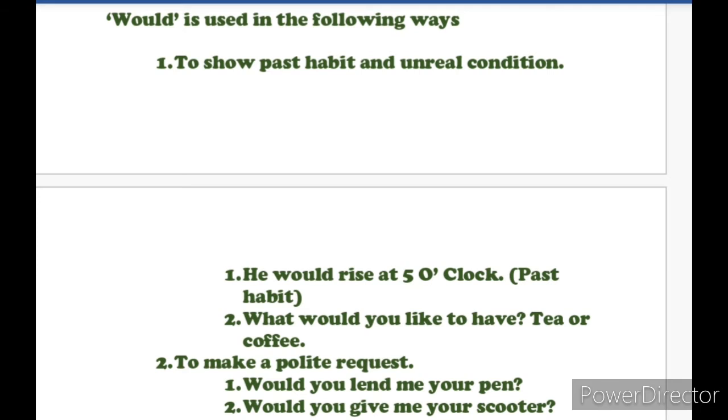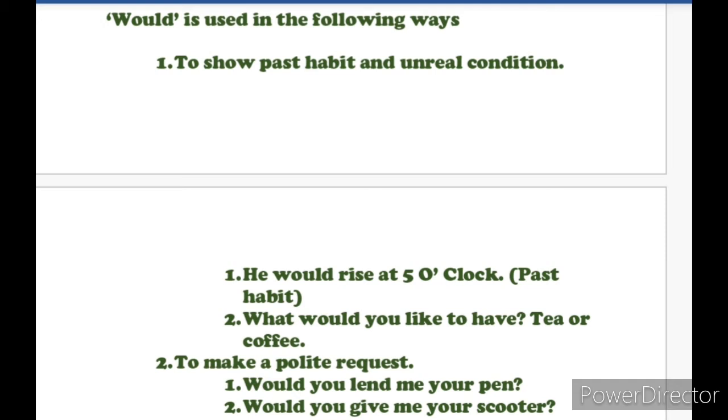Now uses of would. Why we use would? Would is used to show past habit and unreal condition. Unreal condition means whatever is in your mind. Suppose some guest comes to you and you are offering that guest, what would you like to have, cup of tea, cold drink, coffee or something else. So there is unreal condition, but whenever he will suggest the preferences, that he is preferring this, then you will do the actions, perform the action as per their requirement, as per their preference.